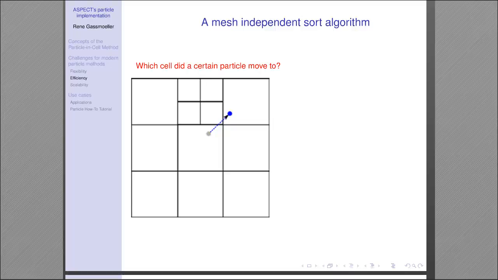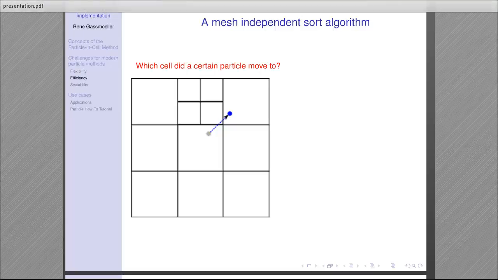The purpose of a particle sort algorithm is to answer the question, which cell did a certain particle move to after a time step? Let's, for example, consider this little gray particle, which moved over 1 time step to the blue position across some cell boundaries. And we want to know to which cell this particle moved.